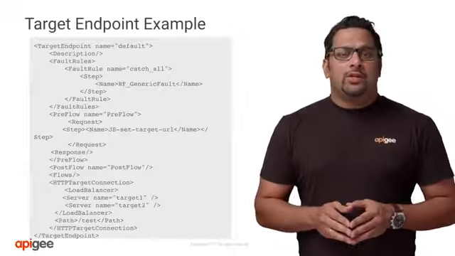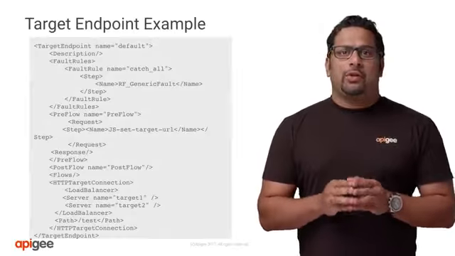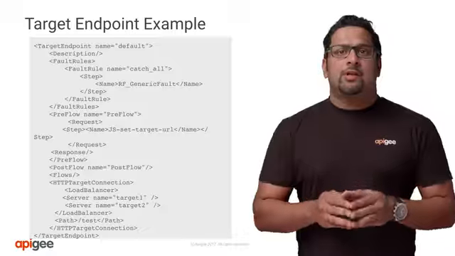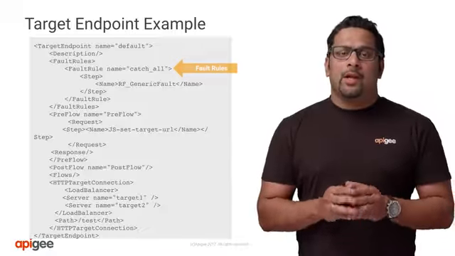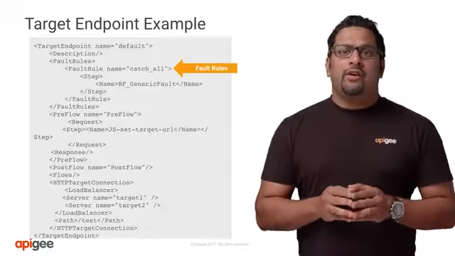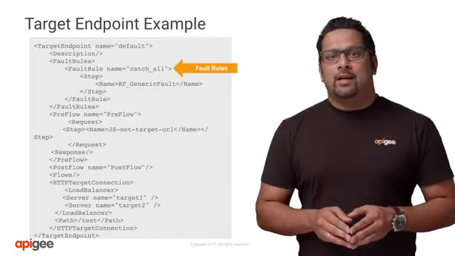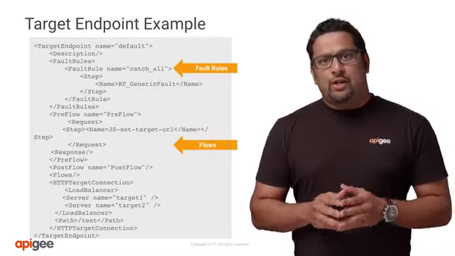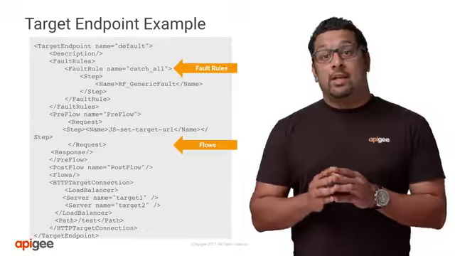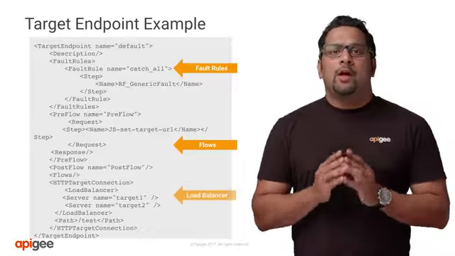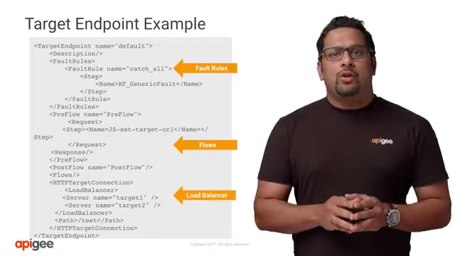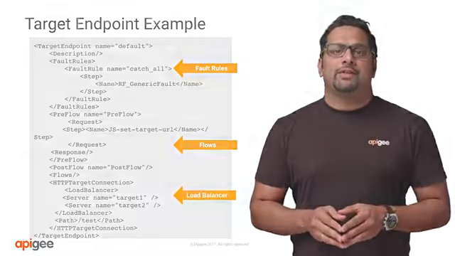The configuration uses certain tags and attributes to configure the various components similar to your proxy endpoint. Under the fault rule section, we define the policies for error handling, followed by the flows section where we can place different policies in the request or response path. Load balancer is used to control the request to multiple target servers.